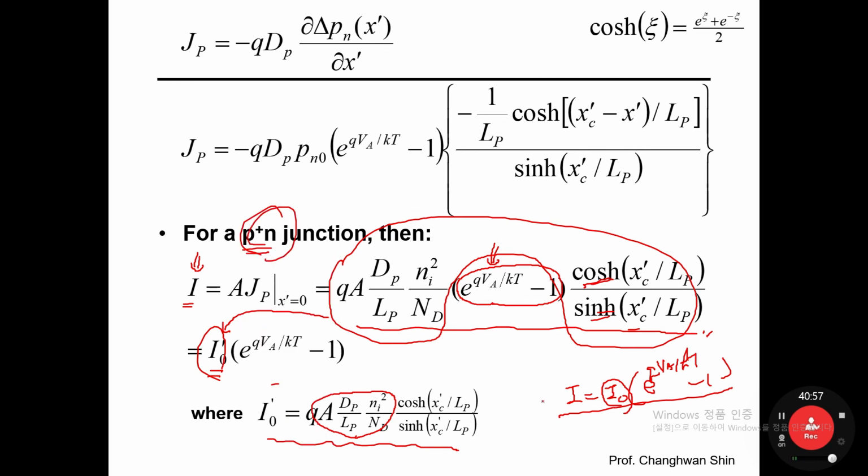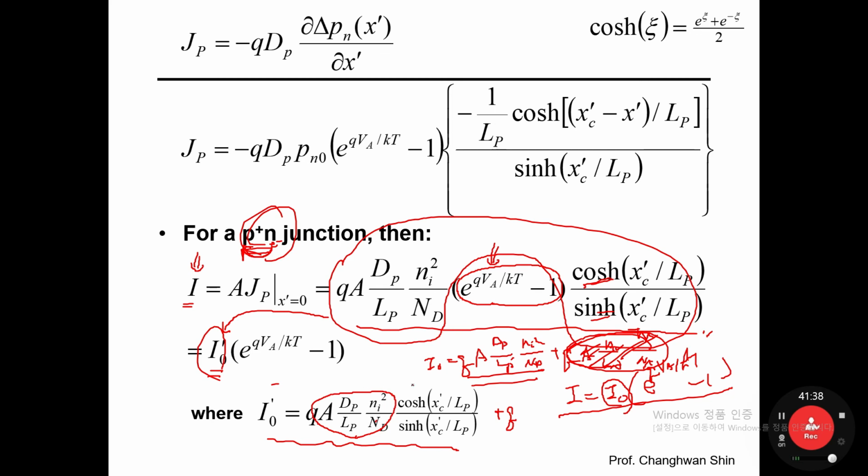When we were learning the simple PN junction diode, you saw that I naught was q A Dp over Lp times ND times ni squared, plus q A Dn over Ln times NA times ni squared. But now this second term has been removed because a negligible amount of electrons are injected into the P plus side. So the first term has been left.